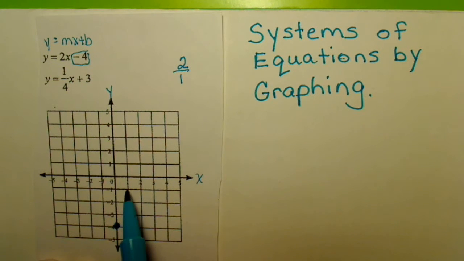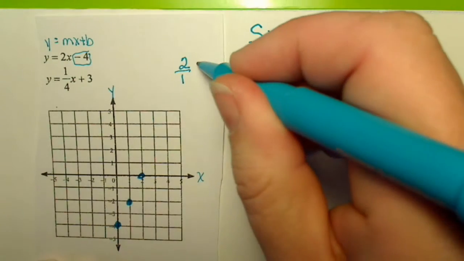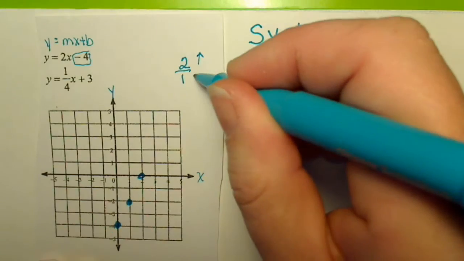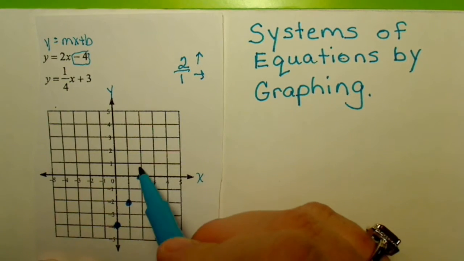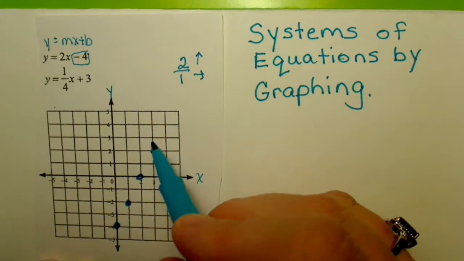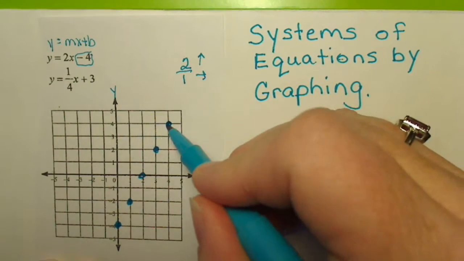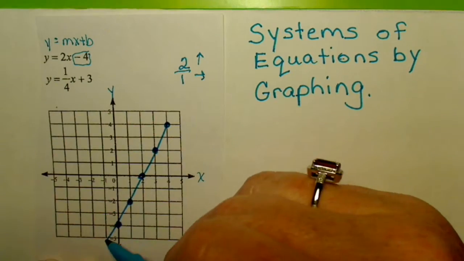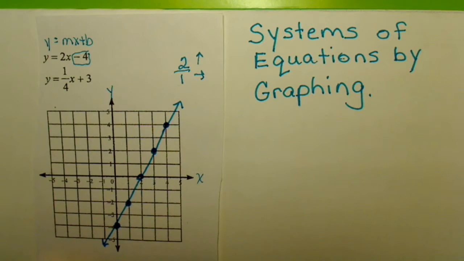And I can do that again. Rise 2, run over 1. They're both positive, so I'm going to rise up and run to the right. Going to do it again. Up 2 over 1, up 2 over 1. And then I have enough points that I can make a really nice line even without a ruler.